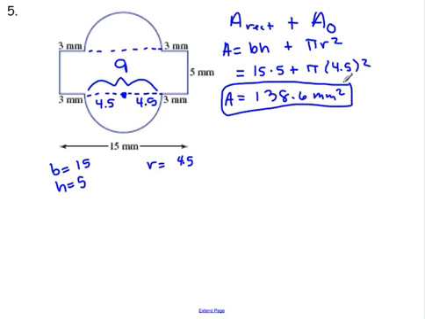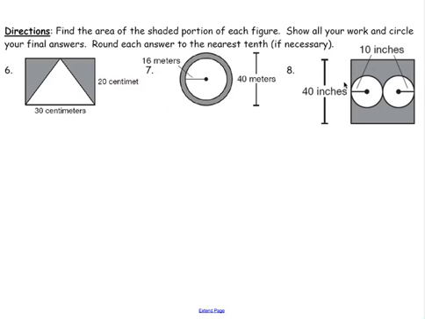This is a sampling of some of the ways that you can add areas together for composite figures. We're now going to look at some where you're going to have to subtract them. And generally speaking, you're going to have a shaded portion. These are the ones that look like donuts. So the idea with all of these is you're going to have to take the area of whatever the big object is, and you're going to subtract the area of whatever the small object is.